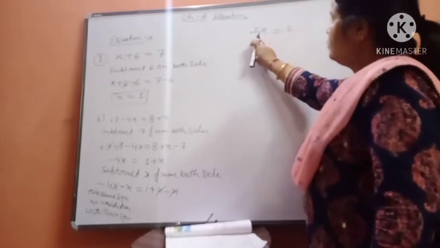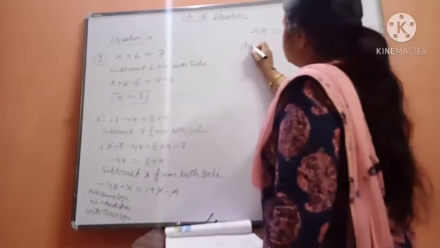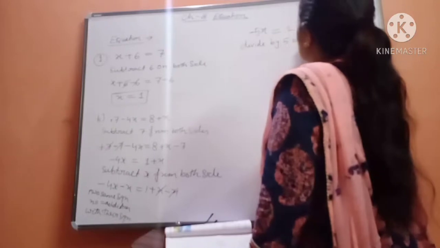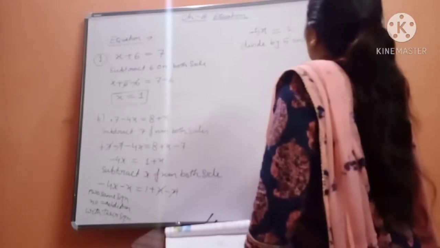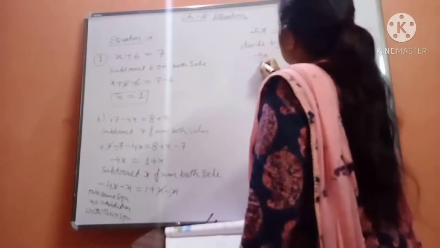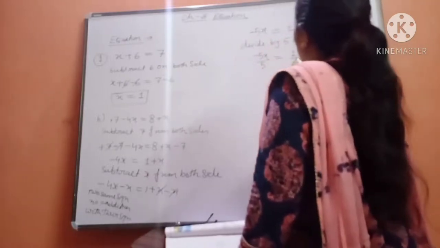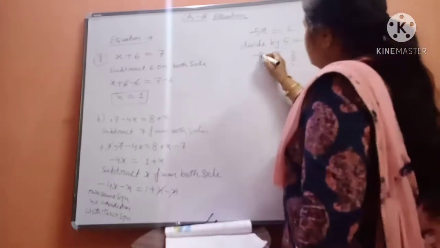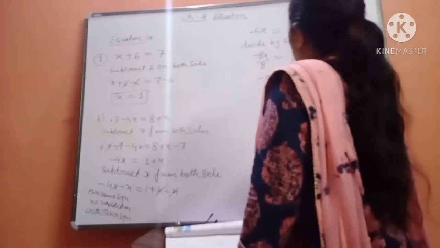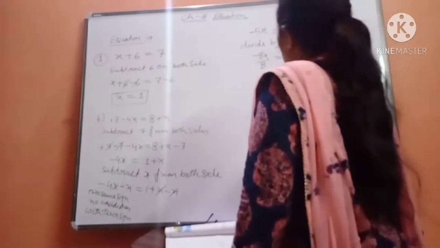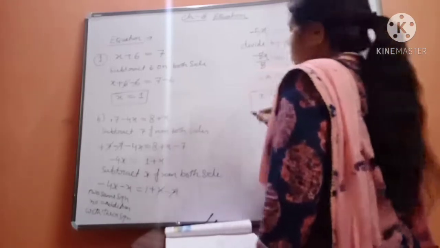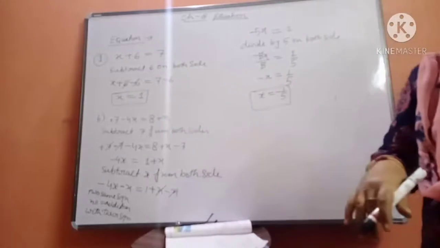Okay, so what will we do? Divide by 5 on both sides. If I divide, minus 5x upon 5 is equal to 1 upon 5. Are you getting it? So 5 and 5 will be cancelled. So what will remain now? Minus x is equal to 1 upon 5. So x is equal to minus 1 upon 5, and this will be your answer. Okay, so in this way we will solve the problems.